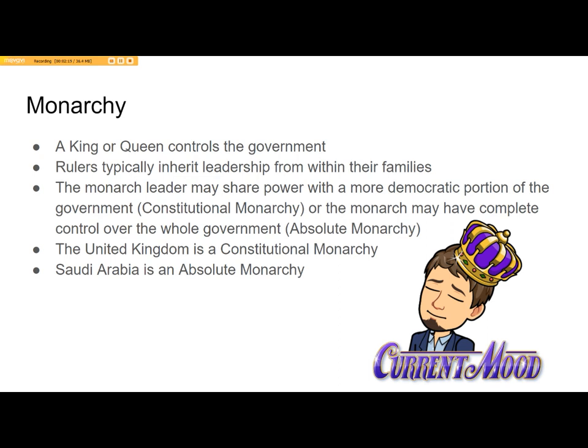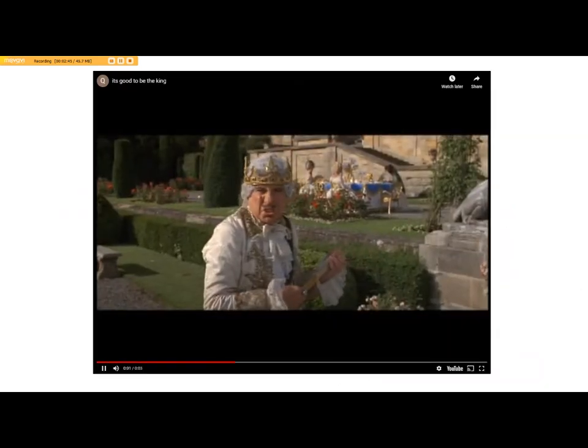You have old Queen Elizabeth over there, but there's also a prime minister, as well as government officials voted by the people. Or you could have Saudi Arabia, an absolute monarch, where the ruling family really has the most influence and control over just about everything within the country. But really, overall, whether you are constitutional or absolute, it is definitely good to be the king. It's good to be the king.